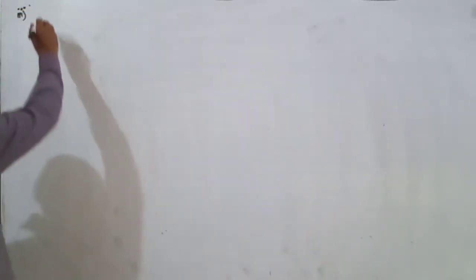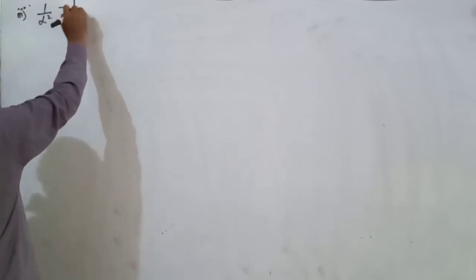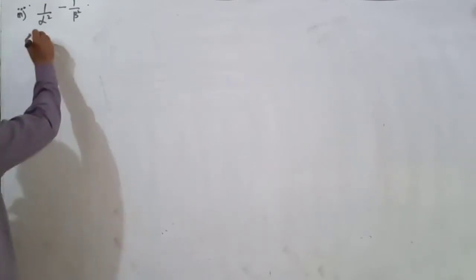Number 3 is we have to find out the value of 1 upon alpha square minus 1 upon beta square. Solution.